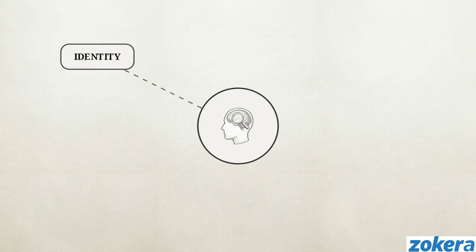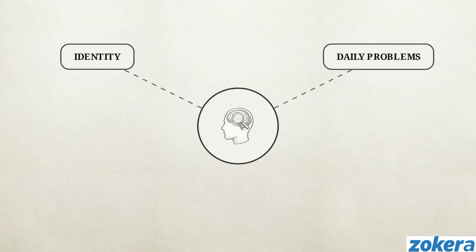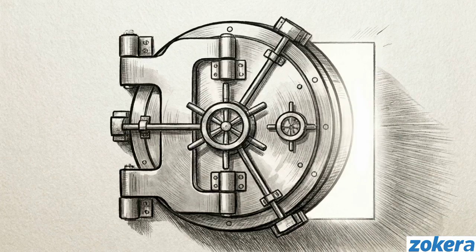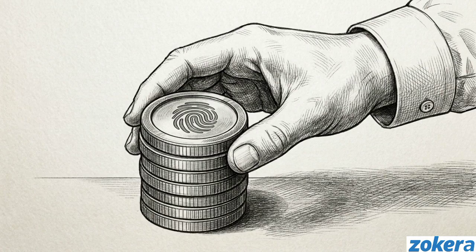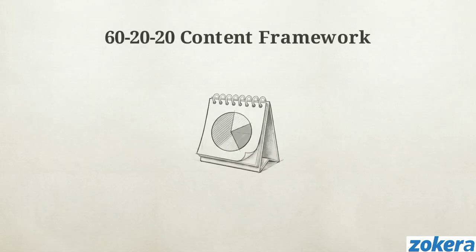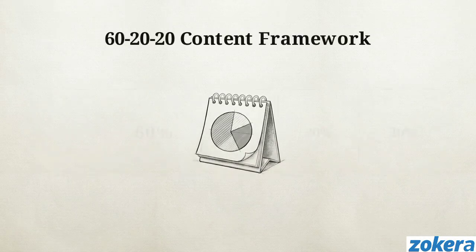Who are they? What specific problems do they face daily? What do they want to achieve? And what kind of content do they already consume? This clarity lets you treat audience trust like a bank account. Every piece of highly relevant educational content you post acts as a deposit. You must make significant deposits before you can safely make a withdrawal, which is your sales pitch. This chart shows exactly how to balance those deposits and withdrawals.